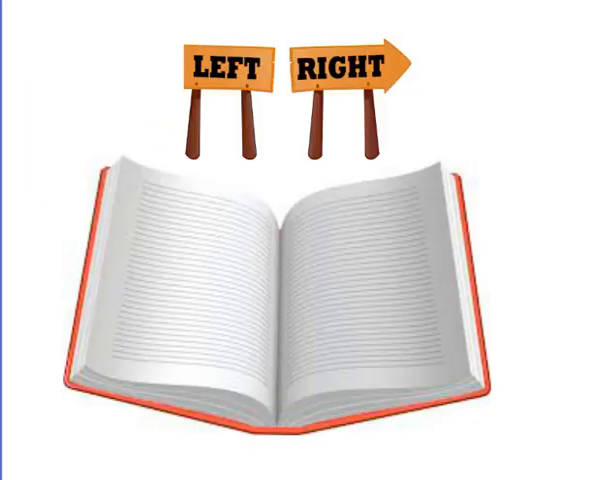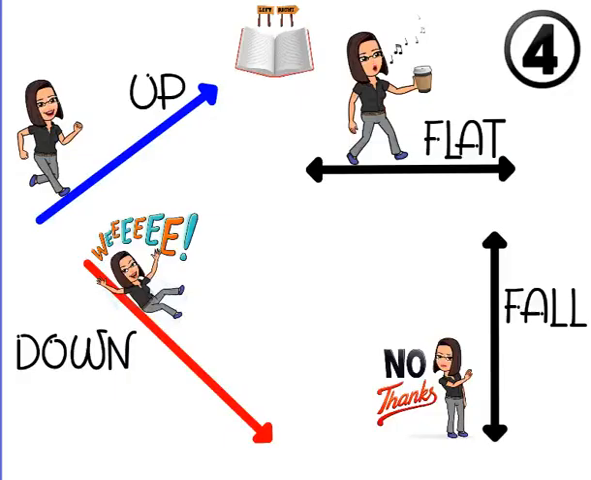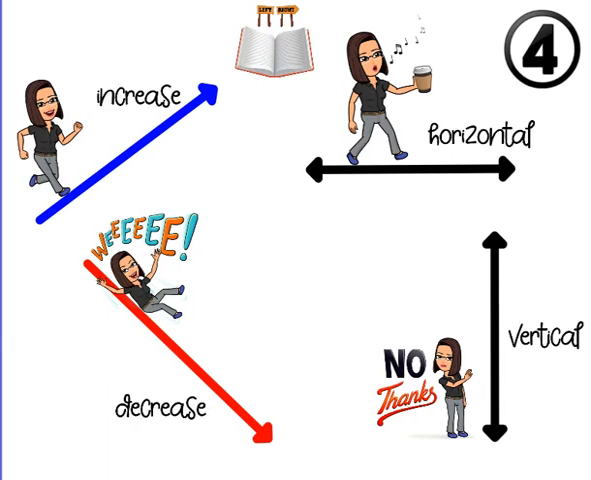Thinking about lines as you go, like a book, from left to right, we can draw lines that go up, down, lines that are flat, or lines that fall. We kick up our language a little bit by using words like increase when a line goes up, decrease if a line goes down. We can say horizontal lines if they're flat, or vertical lines if they fall.